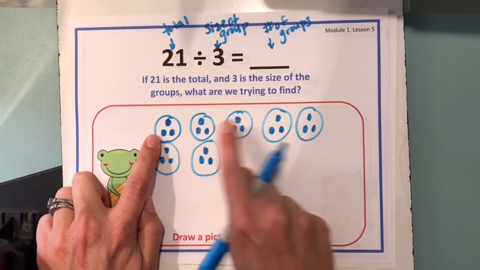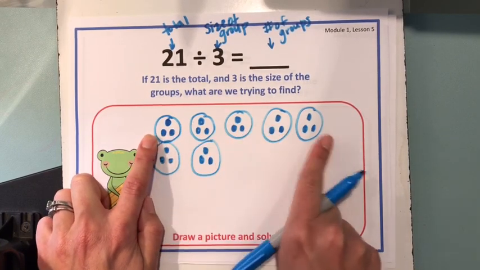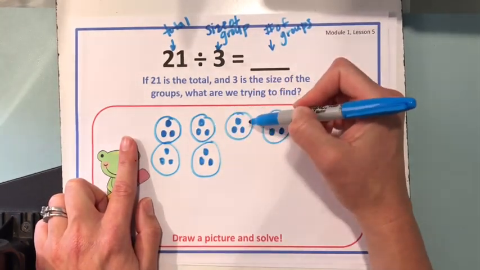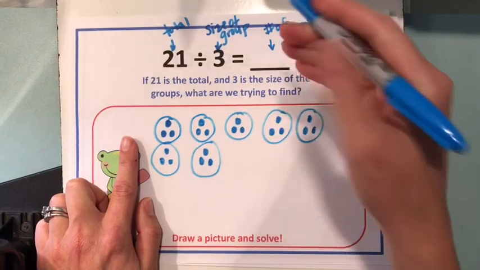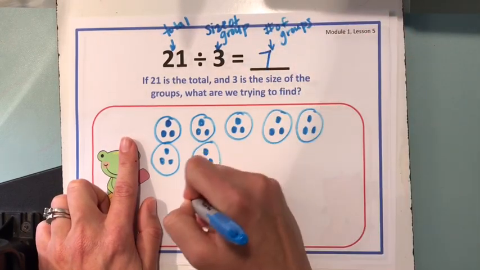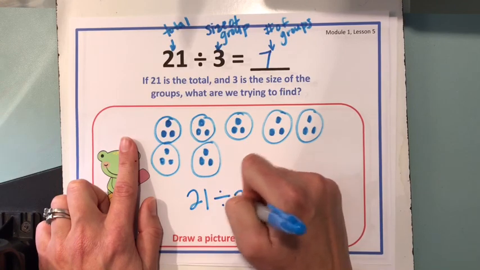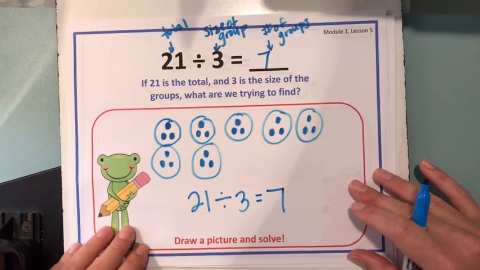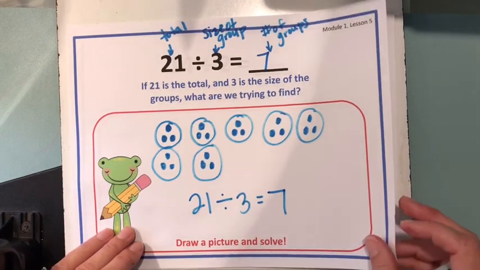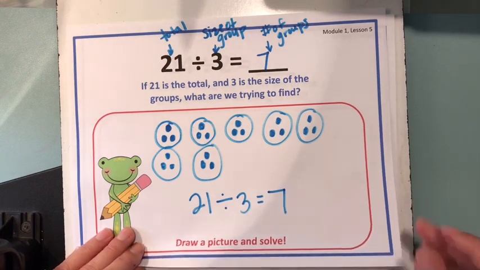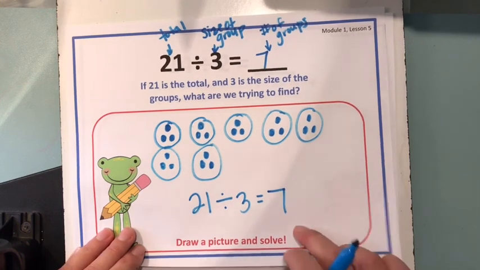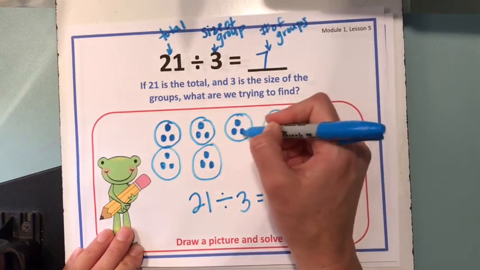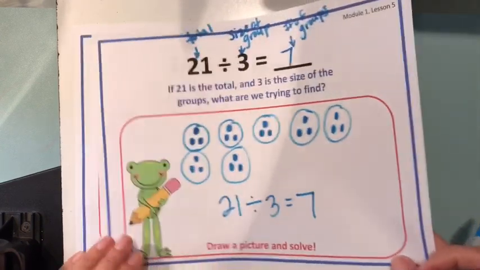And the size of each group was 3, right? I have 3 dots in each group. So now I can figure out how many number of groups do I have? Well, I'm going to count. 1, 2, 3, 4, 5, 6, 7. I figured it out that 21 divided by 3 equals 7. Hopefully that's what you got. All right. And if not, I want you to try it again. Go back, rewind the video, and try this problem again with the strategy I used of drawing the size of each group first to help you solve.